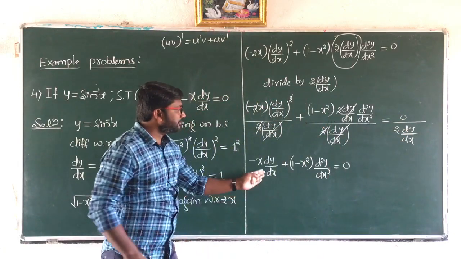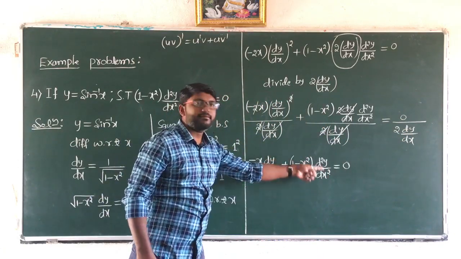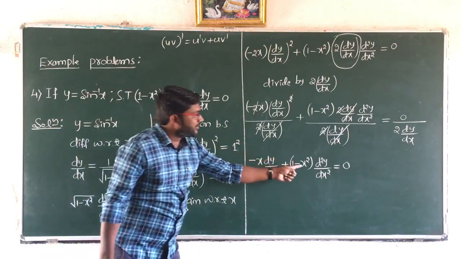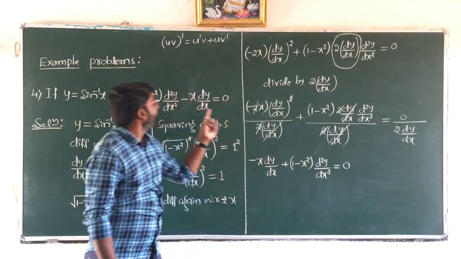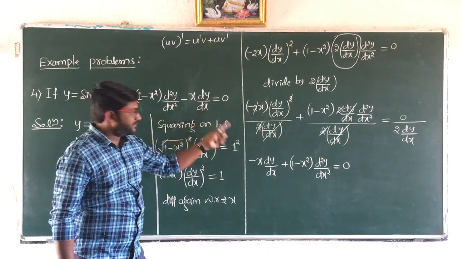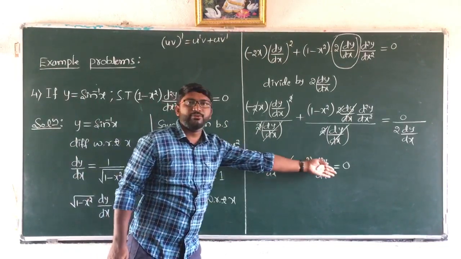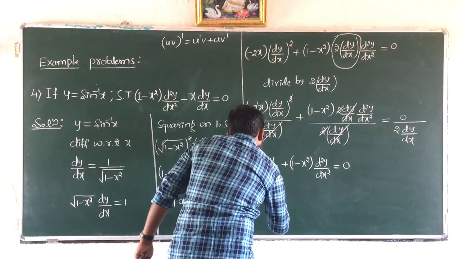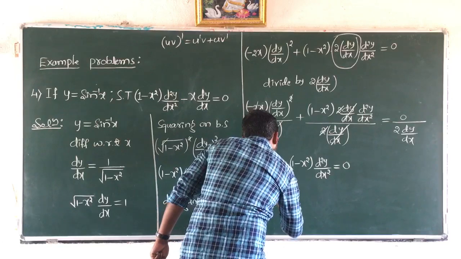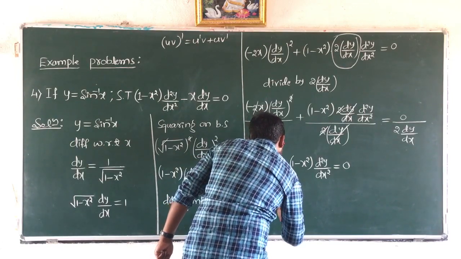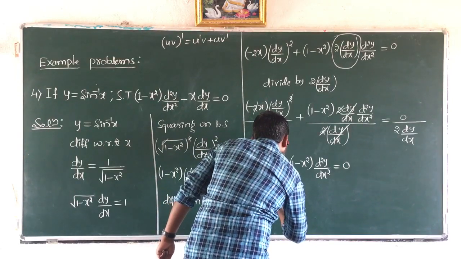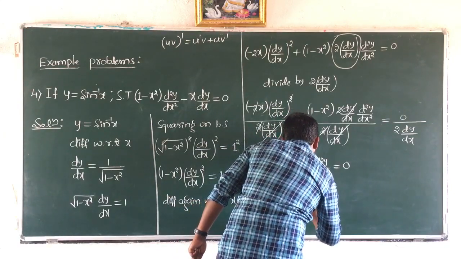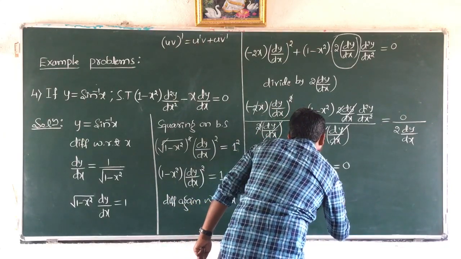So now we have to rearrange the terms here. Actually this is the required answer now. See, 1 minus x square d square y by dx square, then minus x into dy by dx, which is equal to 0. So let us rearrange the terms here. 1 minus x square into d square y by dx square minus x times dy by dx, which is equal to 0.